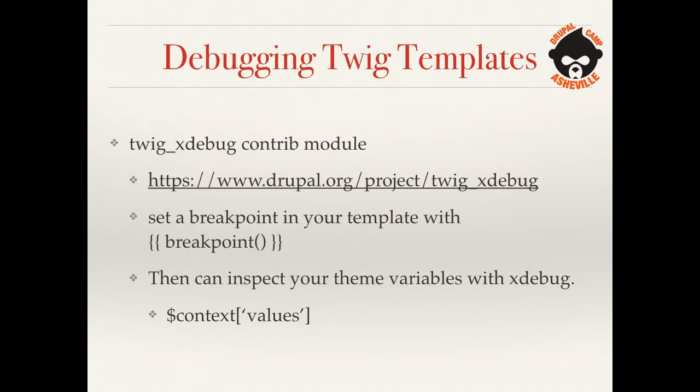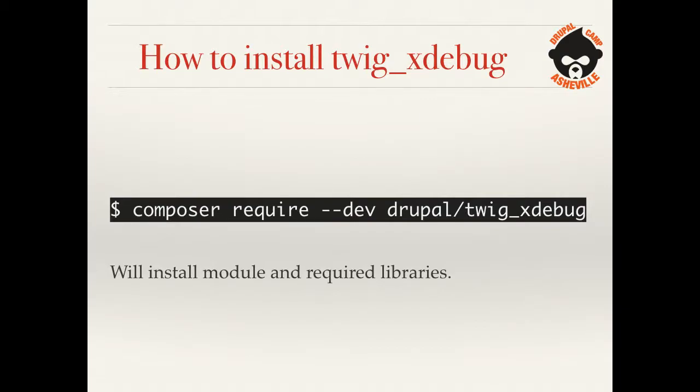Okay, so there's this Twig X debug project. This is what gives you the breakpoint. And then you can inspect the context values, and it will tell you everything that went in. It's installed with Composer. It has other libraries, just at your root, composer require --dev drupal/xtwig. That will download the module and its associated libraries, and you just turn it on and it works. Everything's going to be managed by Composer soon, including Drupal. You won't drush dl. You'll composer require drupal, and down it will come. It's the future. Do Composer.